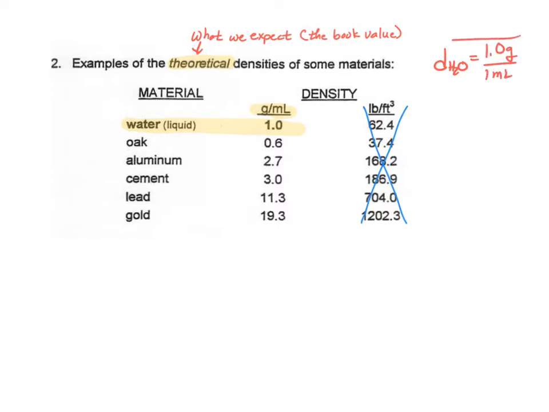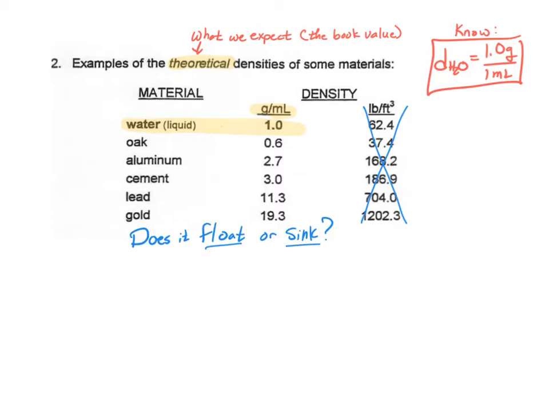So what can we do with these densities? Well, probably the major thing that we do with density is to look at whether something will float or sink. Now, normally we're going to be looking at water, so we're going to use that density of water of 1.0, and we're going to compare to that density. We could also do other liquids, in which case we would compare whatever substance we're looking at to that liquid to decide whether it floats or sinks.